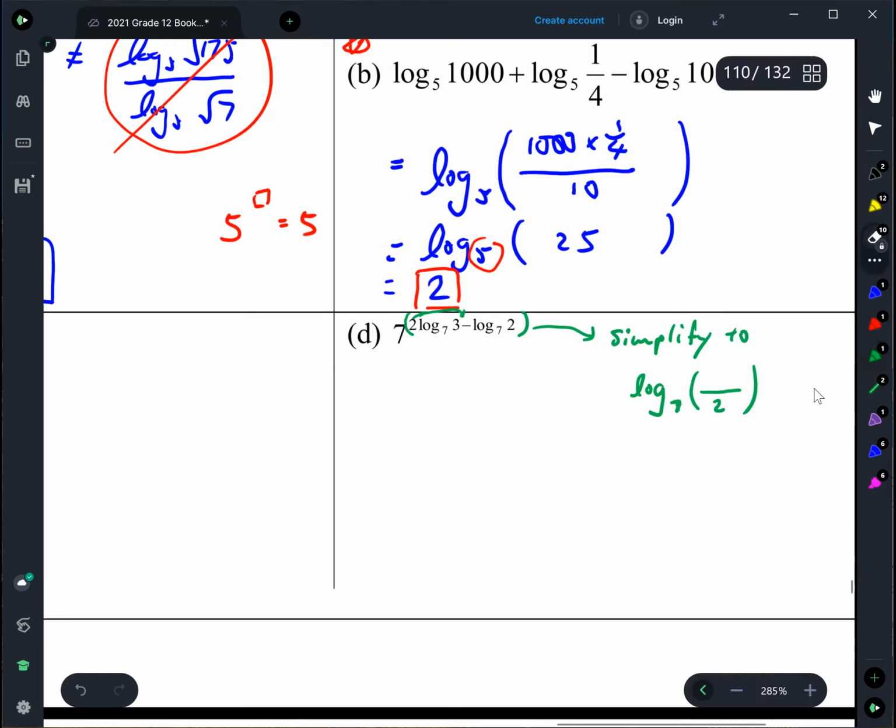Okay, let me write the step first. So first, you have to bring the front number into the exponent. Log 7 of 2.